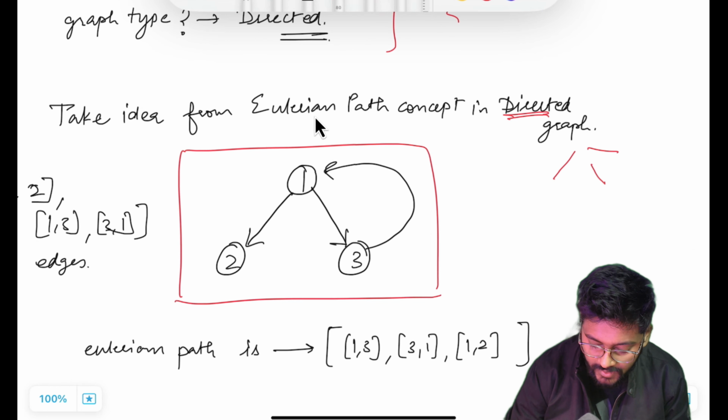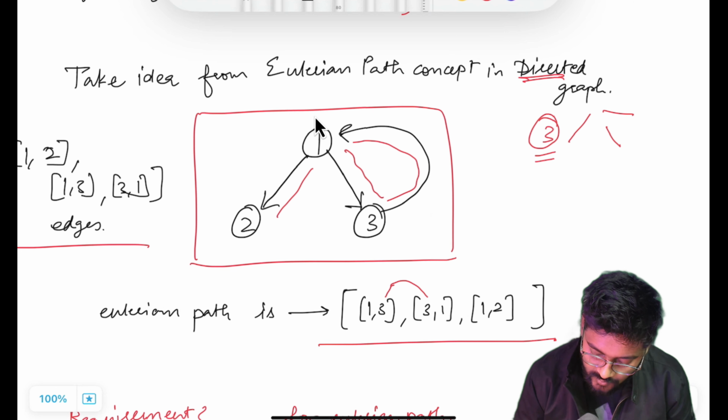If I draw the edges, we have 1 2 as an edge, 1 3 as an edge, and 3 1 as an edge. But if I cover all of these edges, I will start from 1 and go to 3. The first edge is covered, then the second edge is 3 to 1, that is also covered, and then 1 to 2, this is also covered. In this way, my arrangement will look like this. And it is also the same, that the ending of the previous edge is equal to the starting of the current edge. So my first edge was 1 3, second edge was 3 1, and third edge was 1 2.